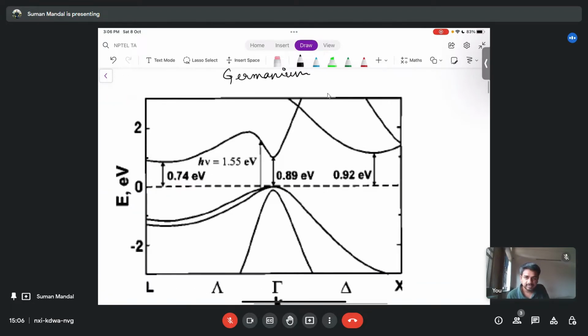In the case of germanium, at the position of the valence band maximum there is also a local conduction band minimum, but the global conduction band minimum is somewhere else. Comparing with the global minimum, it's again an indirect band gap semiconductor.